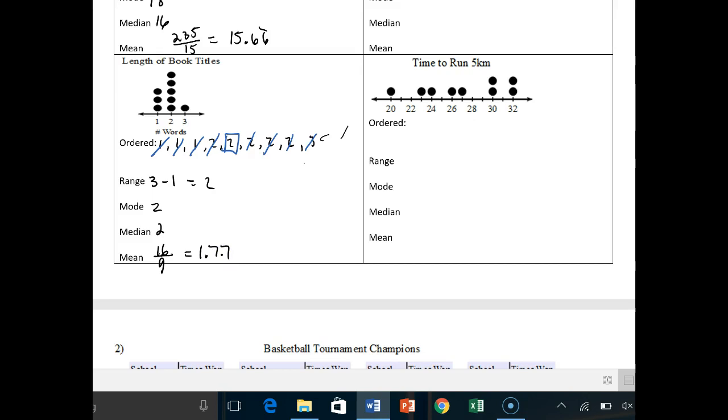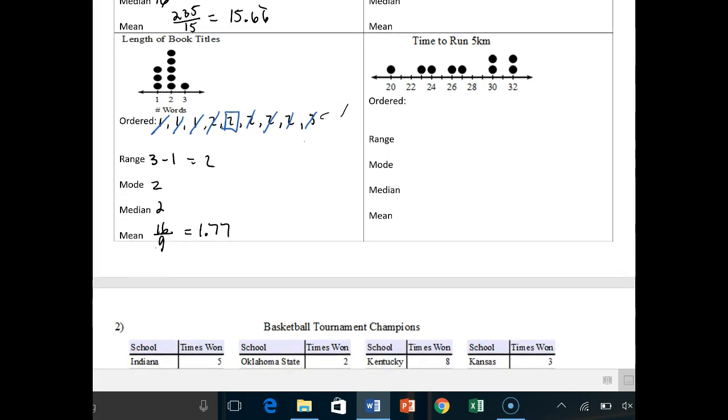So what does this mean? It means book titles ranged from the largest, which was 3 words that we saw, to the smallest, which was 1 word, so we had a range of 2. Most of the book titles were 2 words long. The middle of our data set was 2, and then on average, books tend to be about 1.7 words long. Now, can you have 1.7 words? No. So you can say on average, books tend to be about 2 words long, right? That's it for part 1.